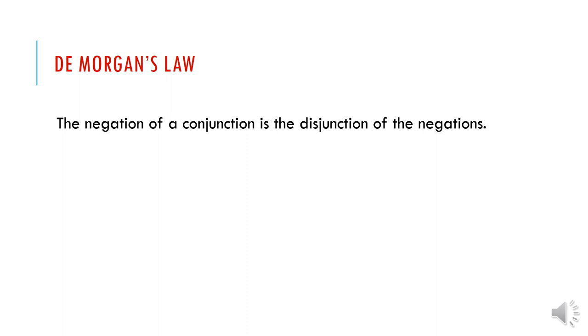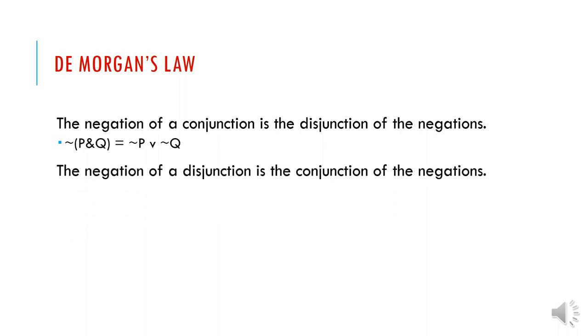One helpful tip is a rule known as De Morgan's Law, which is essentially that the negation of a conjunction is the disjunction of the negations. So when you see a complex proposition in parentheses, it may be easier for you to rewrite the conjunction as a disjunction with the negations. Similarly, the negation of a disjunction is a conjunction of negations.